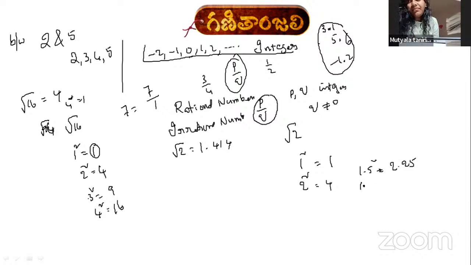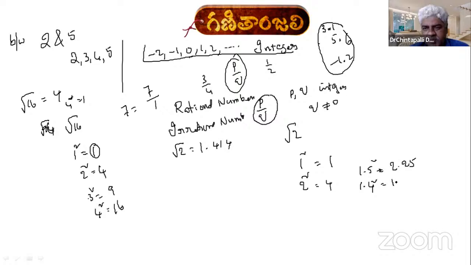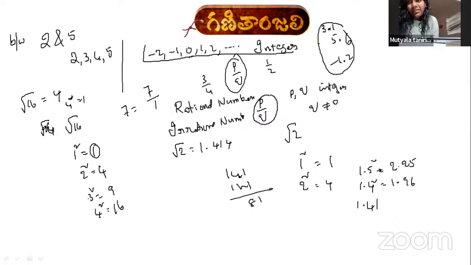Let's take 1.4. 1.4 whole square is 1.96. Is it equal to 2 or less than 2? Less than 2. So the value of root 2 must be more than 1.4. Let's take 1.41. What's the value of 1.41 whole square?